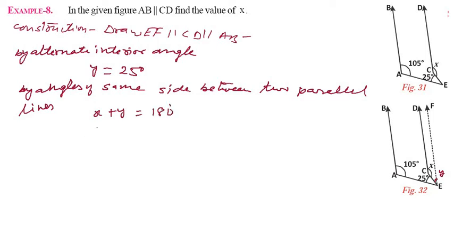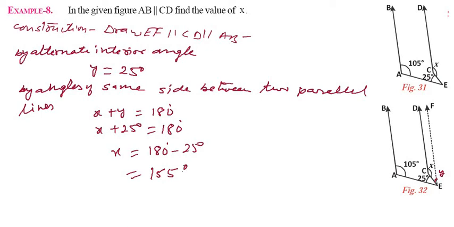Now put the value of Y. So X plus Y, Y is 25 degrees, so it is 180 degree. So X will be equal to 180 degree minus 25 degrees. So it will be 10 minus 5, that is 5, and 7 minus 2, that is 5, and there is 1. So 155 is your answer. Now here is the value of X. So that is your answer. So you can write.